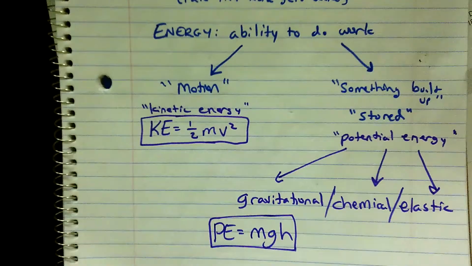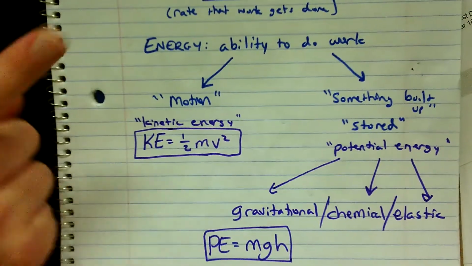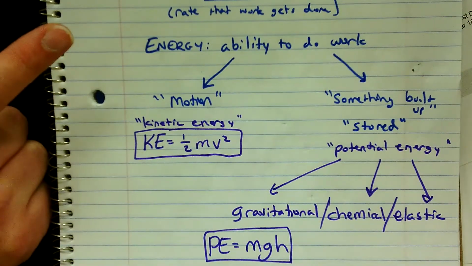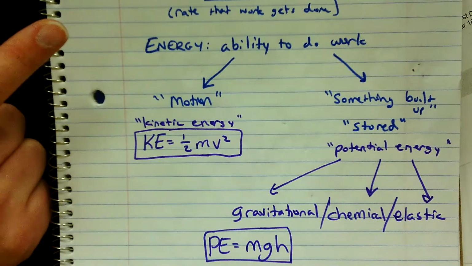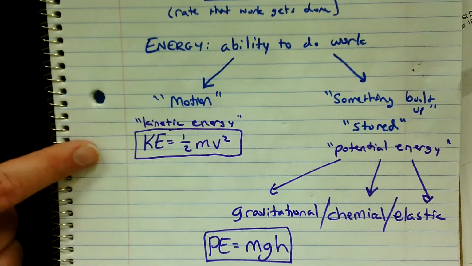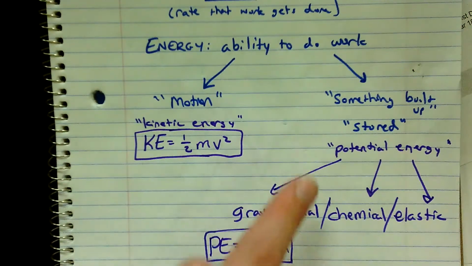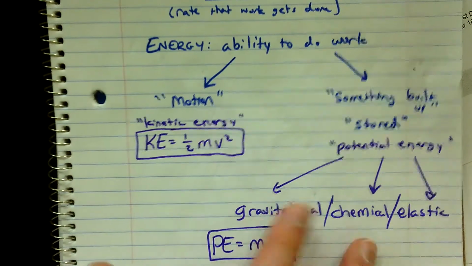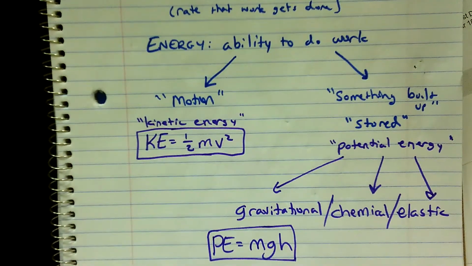And then we talked about a new definition, the definition of energy, which is the ability to do work. And we said that there are two ways that you can have energy. You can have energy of motion, which we call kinetic energy, or we can have energy that's stored. And we talked about three ways to store energy: gravitationally, chemically, and elastically.